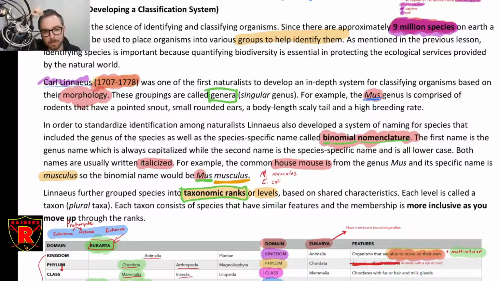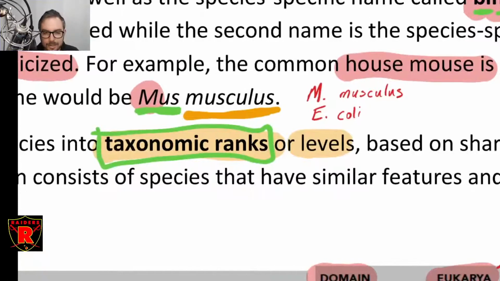So we're going to talk about those names or those levels of classification. Those levels are called ranks, taxonomic ranks. And at every rank, at every level, you are given a specific grouping. Okay? And we're going to go through some groupings together in a second.